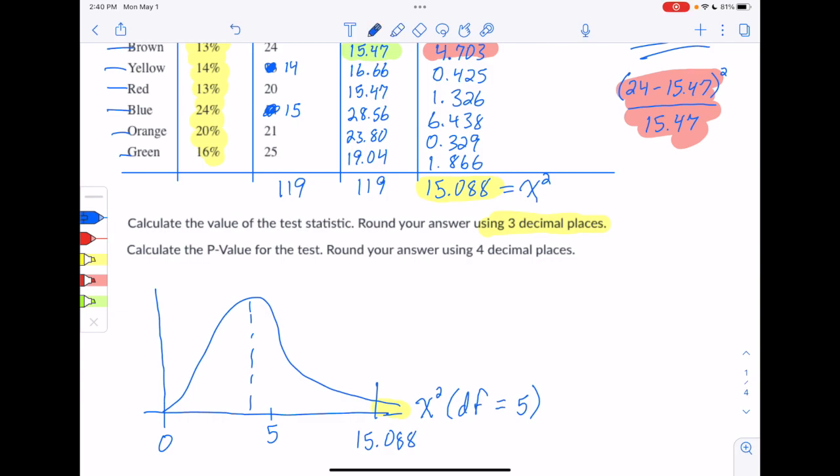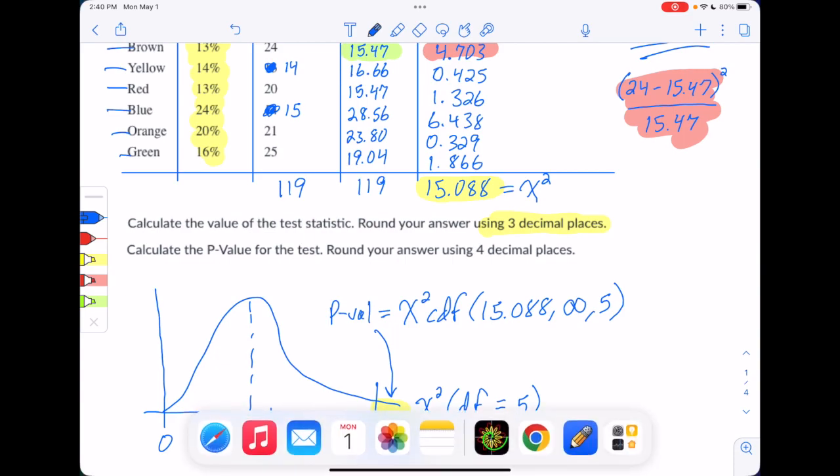And how do I know it's that area I want? Because all chi-squared goodness of fit tests are right-tailed tests. So that's going to be right-tailed every time we do one of these. So that will be our p-value. And that's going to be equal to the chi-squared CDF of our test statistic to infinity with 5 degrees of freedom. So we can go get that from the calculator.